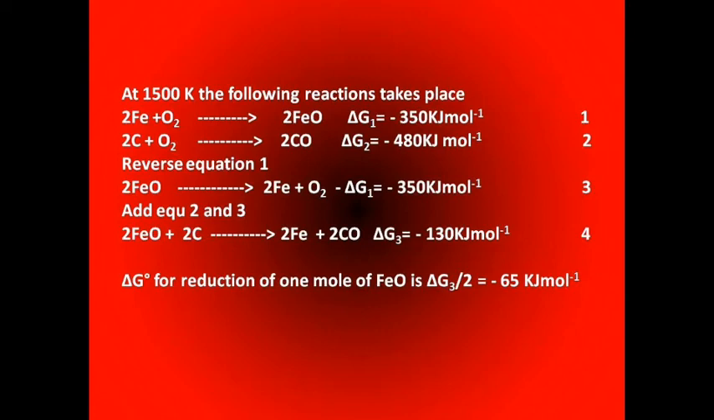Now, we are going to add 2 and 3. Now, we get 2 moles of iron oxide plus 2 moles of carbon gives 2 moles of iron plus 2 moles of carbon monoxide. Now, we add minus 480 plus 350, so that we get minus 130 kilojoule mole minus 1. Now, see how many moles of iron oxide there are? 2 moles. But we need only 1 mole. So we have to divide the delta G value by 2. We get minus 65 kilojoule mole minus 1.